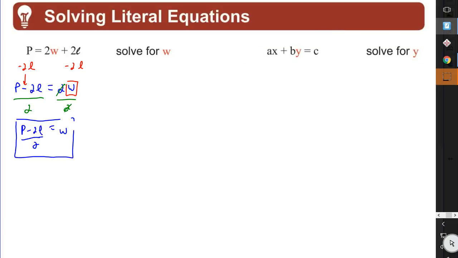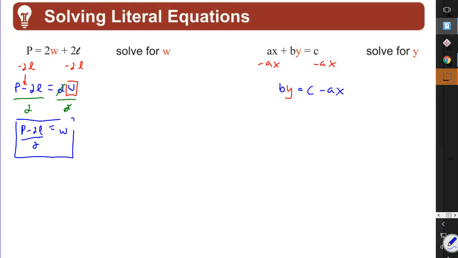AX plus BY equals C. And you can see this is the same concept, right? We're going to solve for Y. What do you want to move? The AX. We'll add a negative AX to both sides. We end up with BY. Here, I'll use my red there for my Y. BY equals C minus AX.